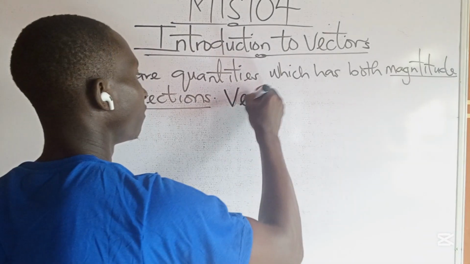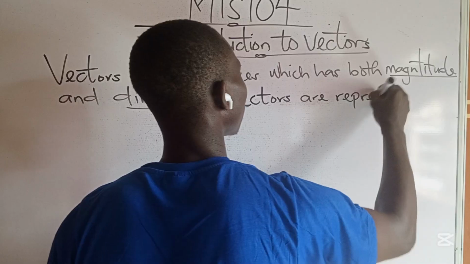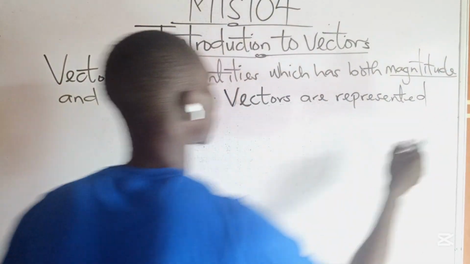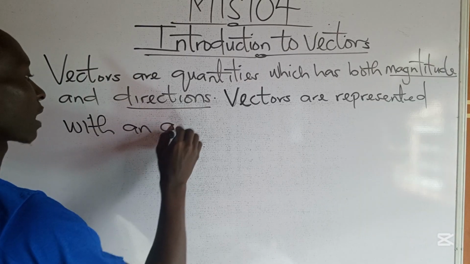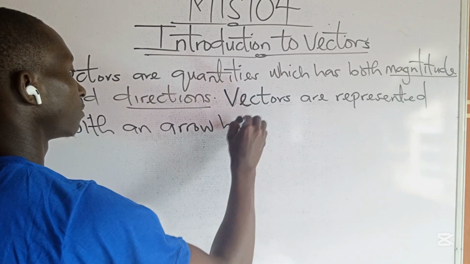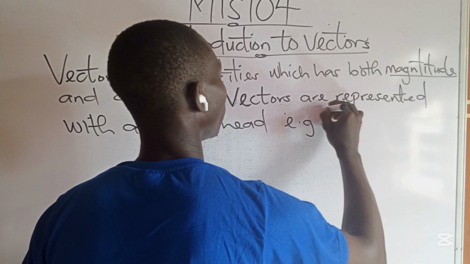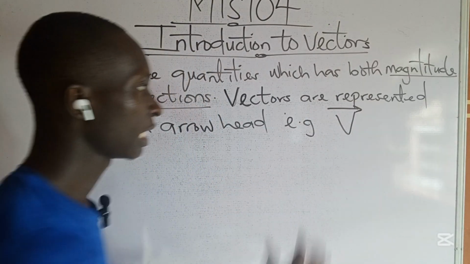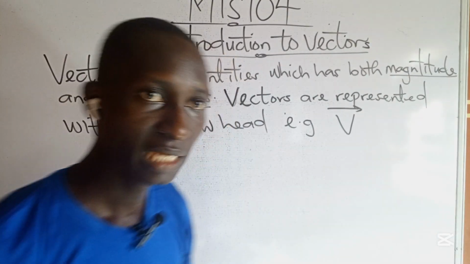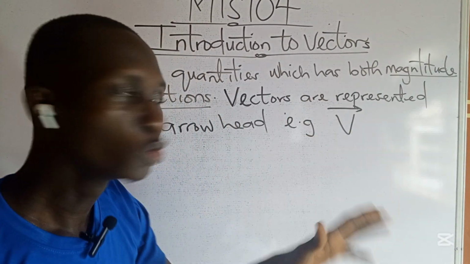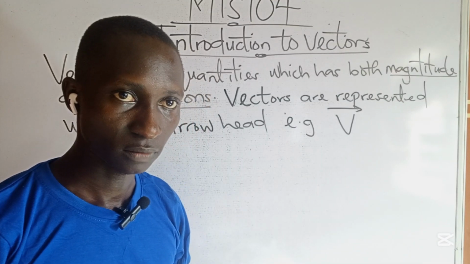Now, vectors are represented with an arrowhead. For example, this is representing vector V. Now, the arrowhead above it shows the direction of the vector, while this shows the quantity.